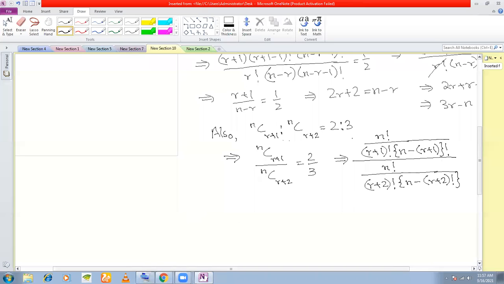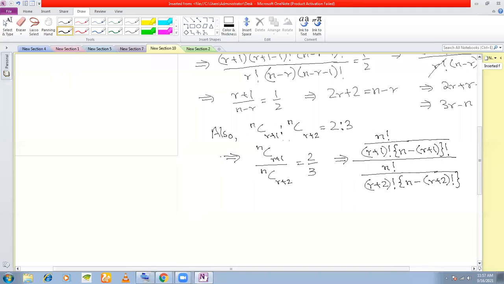So first of all, factorial n and factorial n are going to cancel. What you are going to get here is (r plus 2) factorial. If you open the bracket here, you get (n minus r minus 2) factorial divided by (r plus 1) factorial into (n minus r minus 1) factorial is equal to 2 by 3. Now we need to simplify this to get another equation.